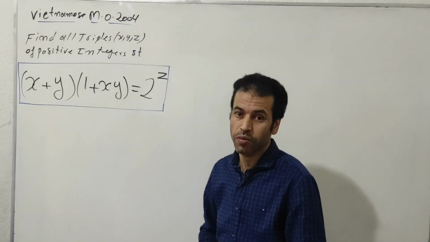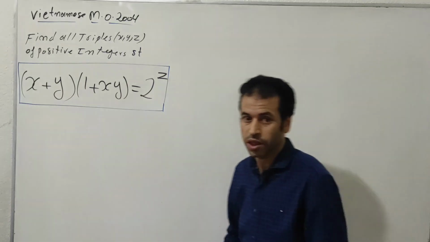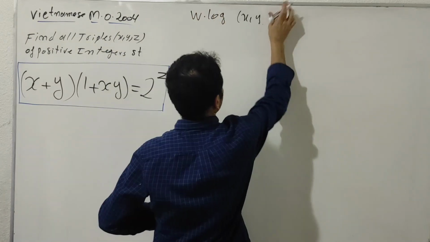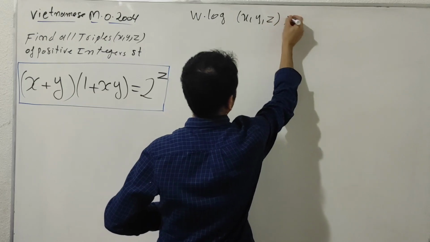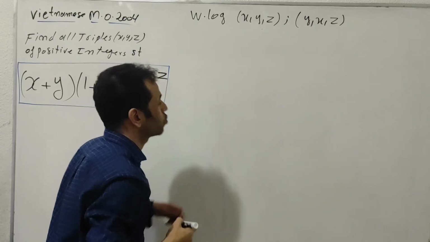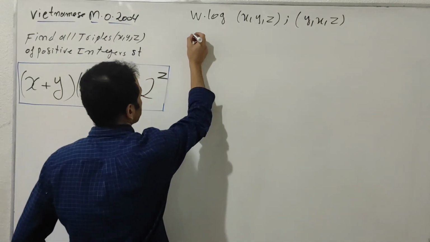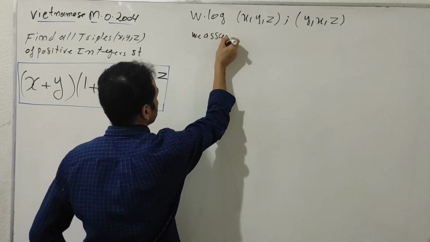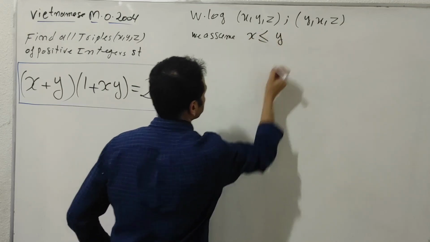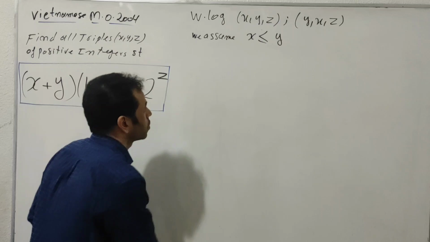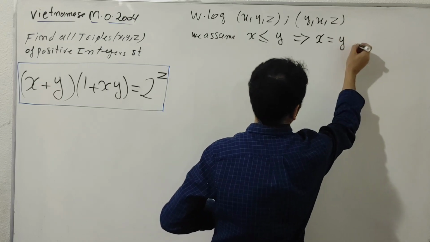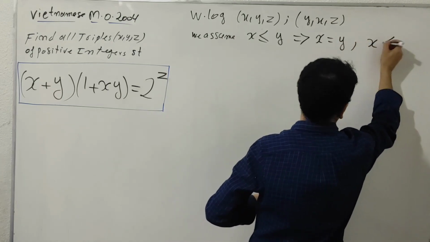If you would like to give this problem a try, go ahead, pause this video, and come back to see the full solution. Okay, let's get into the solution now. Without loss of generality, if x, y, z is a solution, then y, x, z is a solution, because we have a symmetry. So the second thing, we assume x is less than or equal to y as a start. This will be divided into two cases: x equal to y, and x strictly less than y.